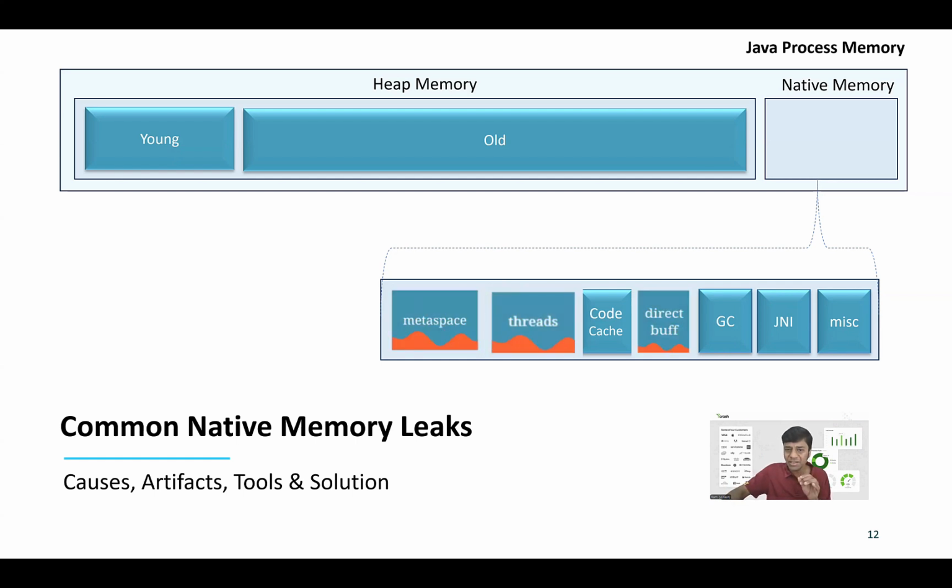If at all the memory leak is going to happen in metaspace or the threads or direct buffer, because this is what we as application developers fiddle with, right? So now in the remainder of this session, we'll talk about what causes this memory leak, how to go about fixing them, what are the potential solutions. So that's what we're going to be talking about, right?